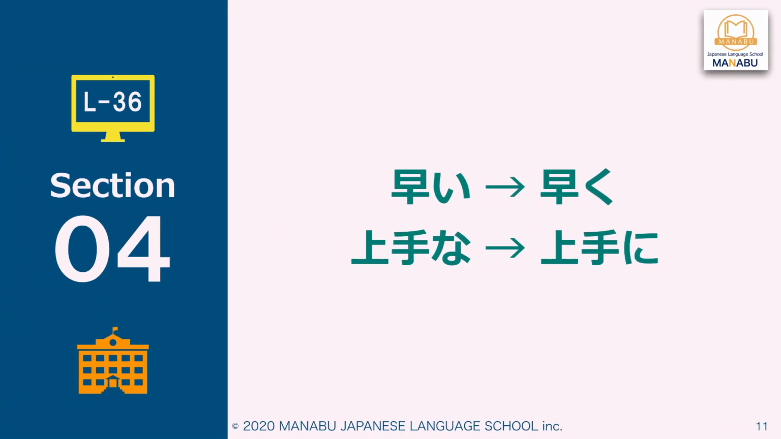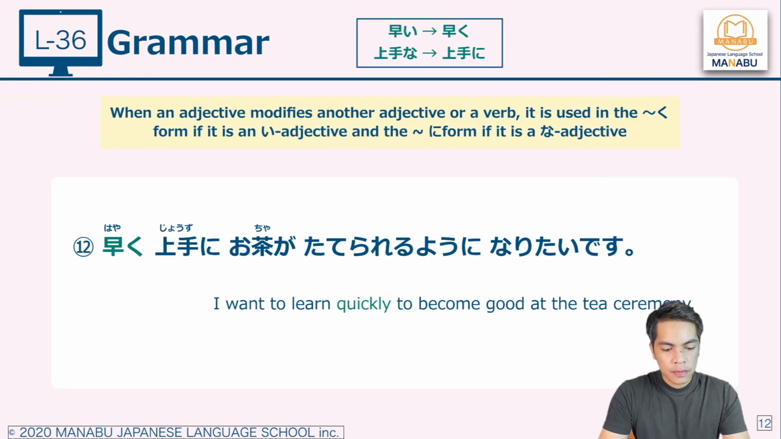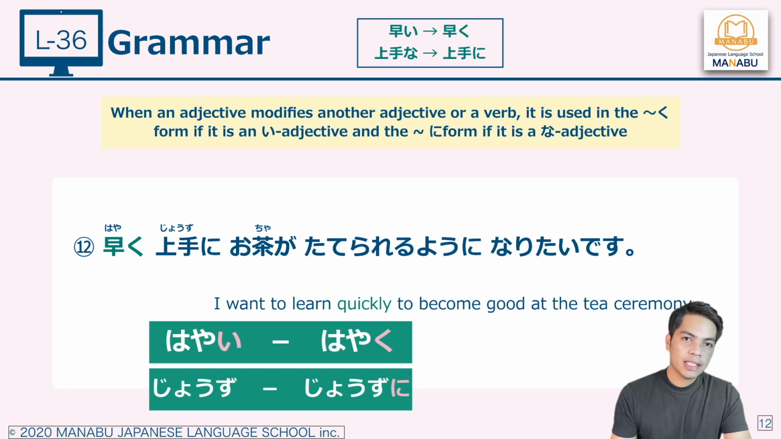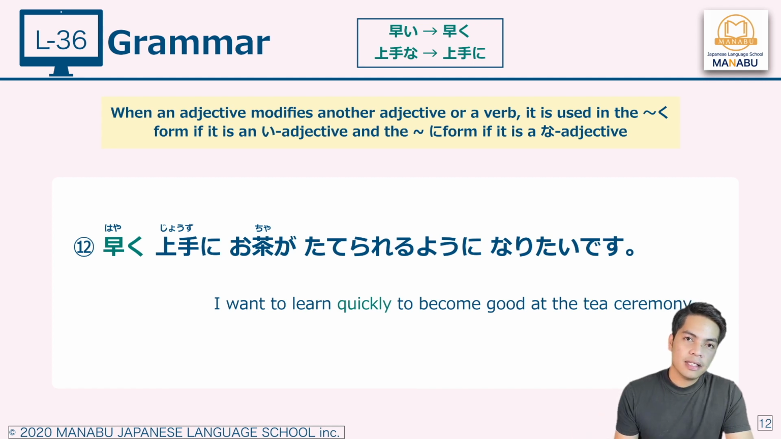Grammar point number 4, using adjectives to modify verbs. So, when an adjective modifies another adjective or a verb, it is used in the ku form if it is an i adjective and the ni form if it is a na adjective. So, if it is an i adjective, we remove the i, then replace it with ku. And if it is a na adjective, we will add ni to the na adjective.